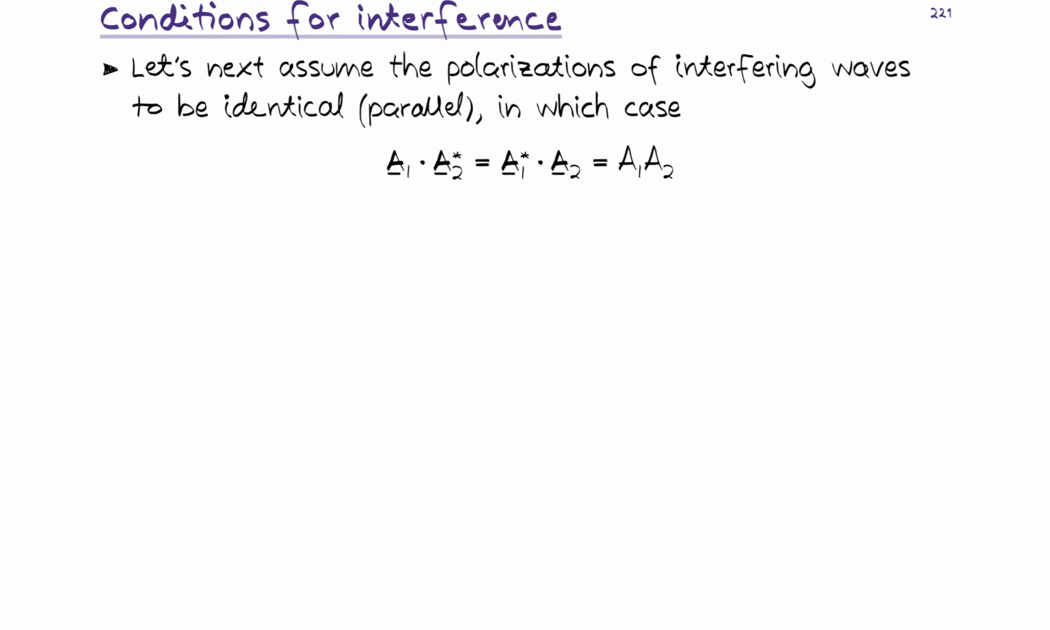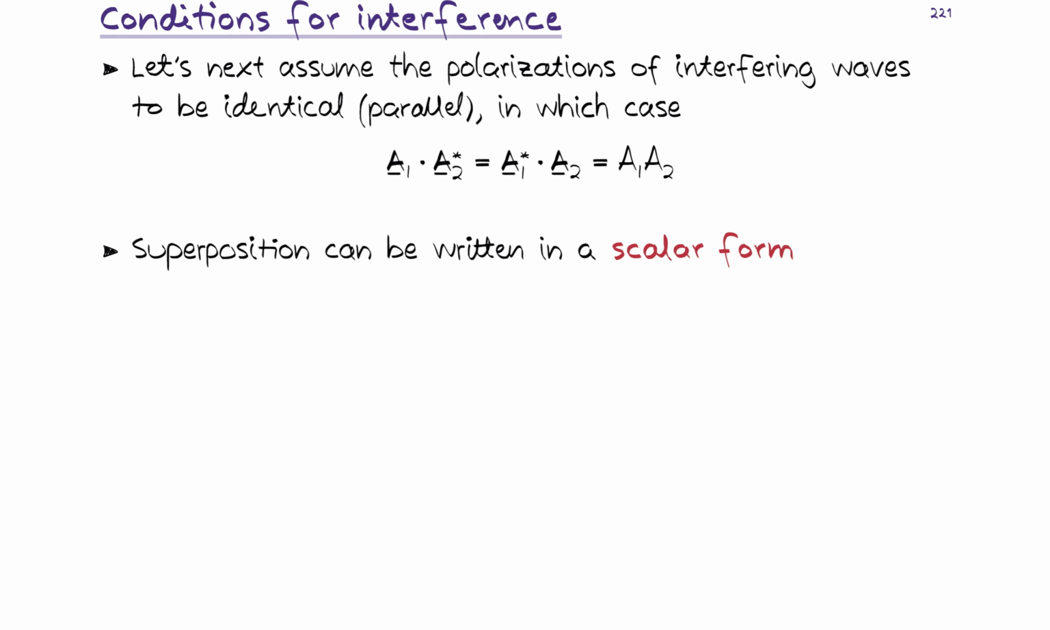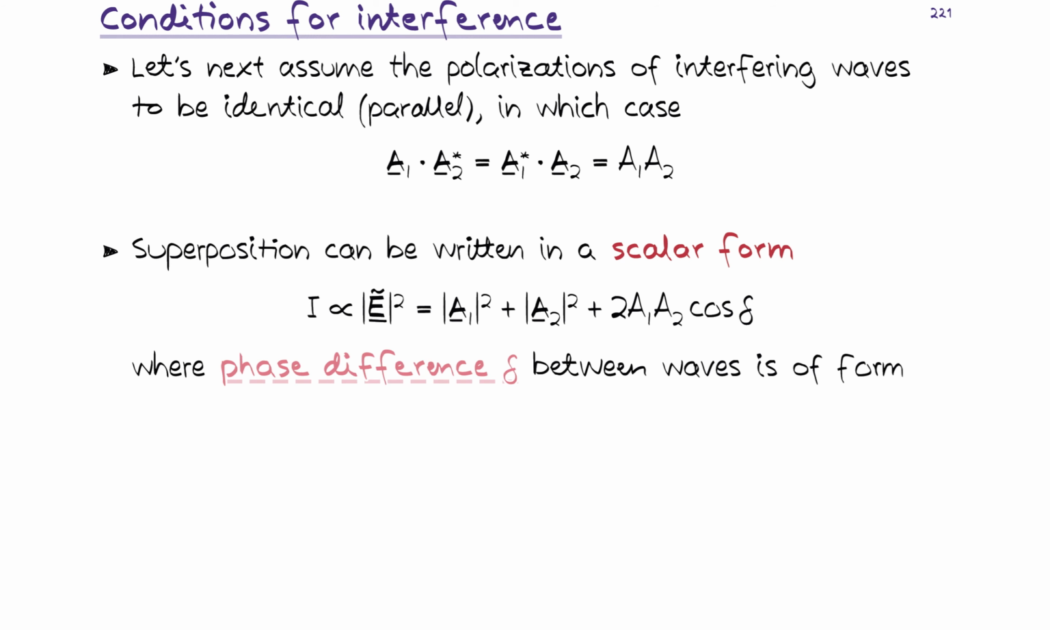So we have A1 times A2, and that's as simple as that. And now we can write the superposition terms easily in a scalar form, so that the irradiance pattern of interest is still proportional to the modulo square of the total field. And now we have the individual terms of the irradiance distributions of the individual fields. And then we have the interference term that is of the form 2 times A1 times A2 times cosine of delta, where delta is a phase difference between the two waves.